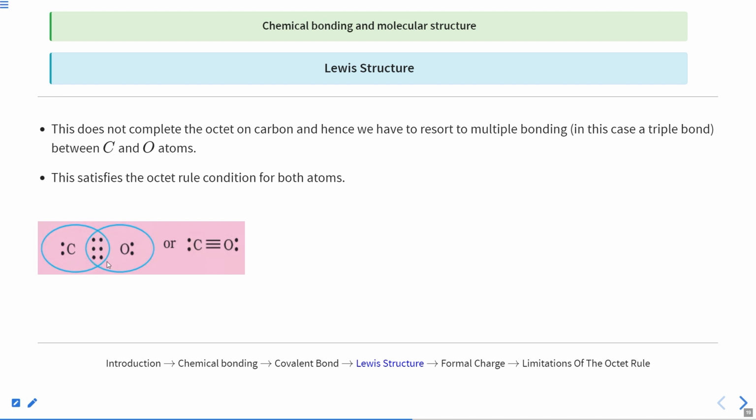This is the difference, because if oxygen had made one more bond with carbon, that would have resulted in more than 8 electrons. So for that reason, the shared pair of electrons is coming from oxygen only. Clear? Now in this way, the octet rule is completely verified. So this is the structure of CO, in which both atoms have their complete octet.